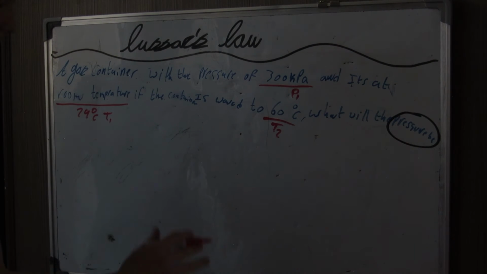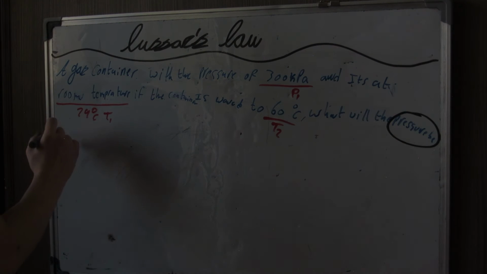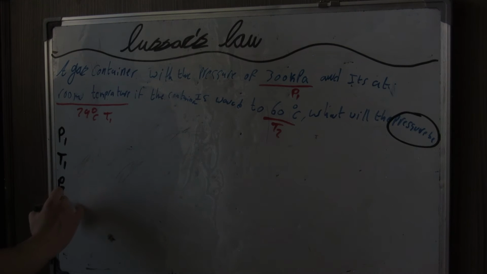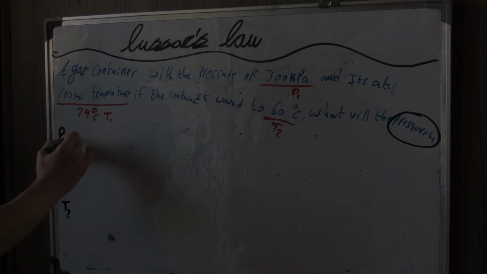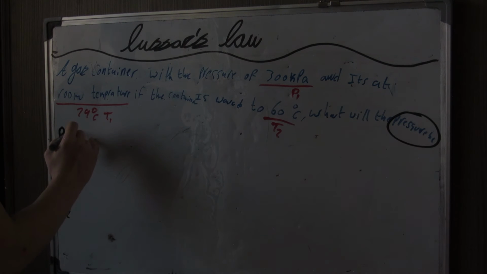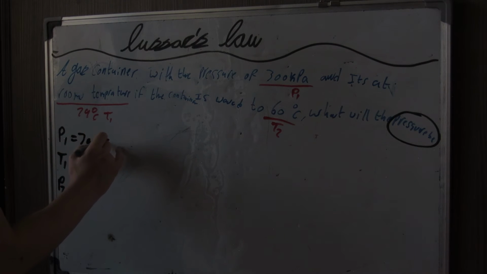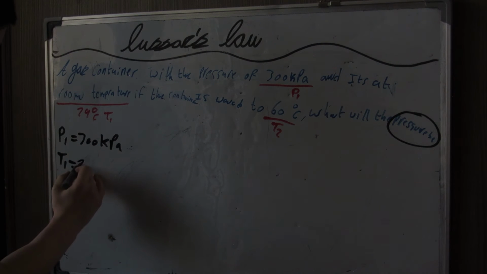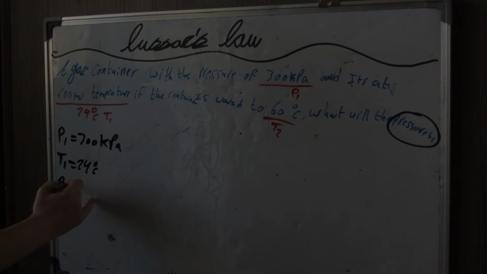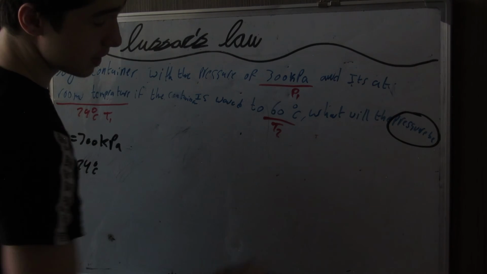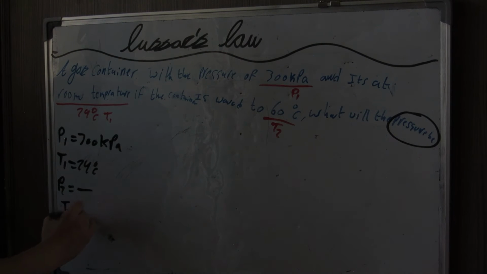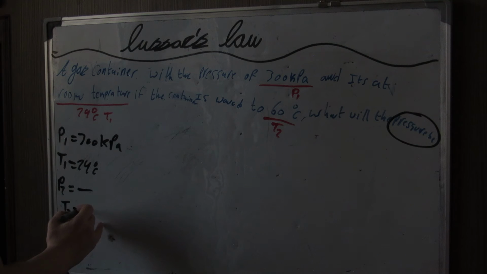Second step, always put down the givens. So how do you put them down? You always write P1, T1, P2, T2. Alright, now we'll put down the givens. 300 kilopascals as the first pressure or the starting pressure. T1 temperature, 24 Celsius. The second pressure, oh, we need to find it. So I'll put a line because we don't know the answer. T2, the second temperature, 60 Celsius.